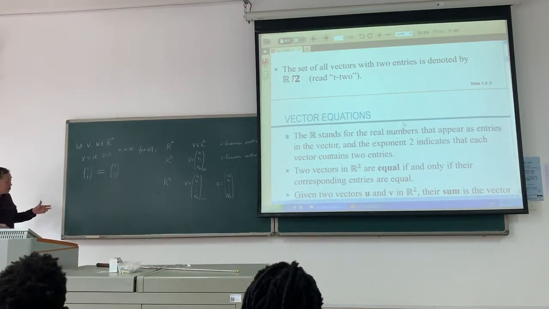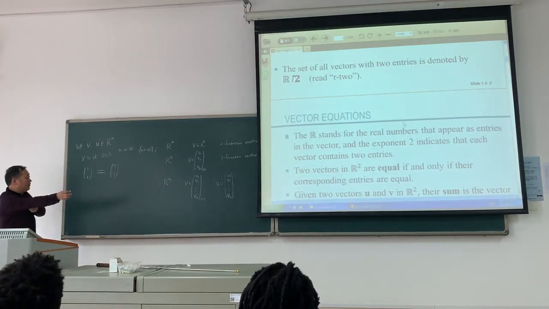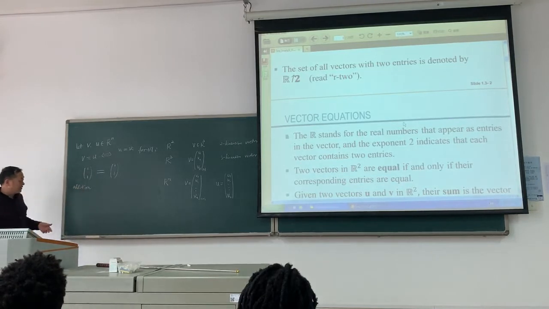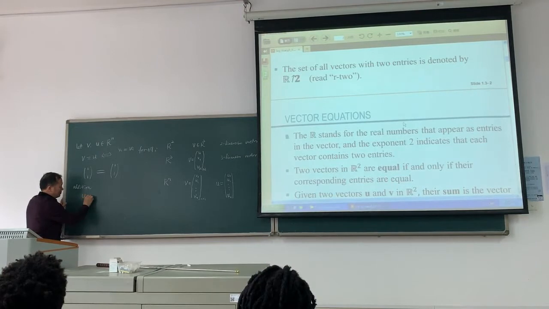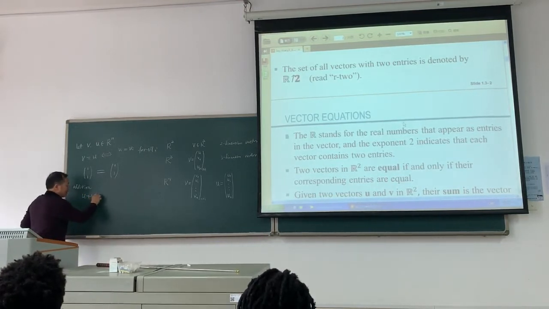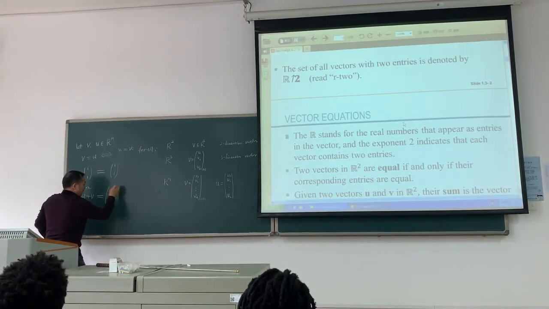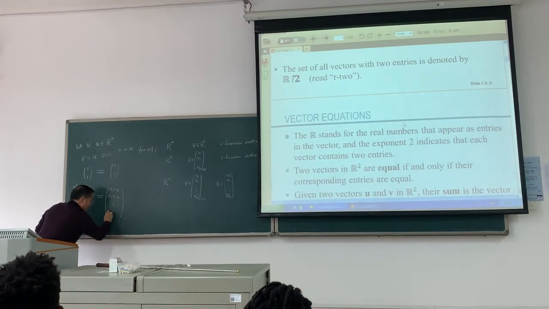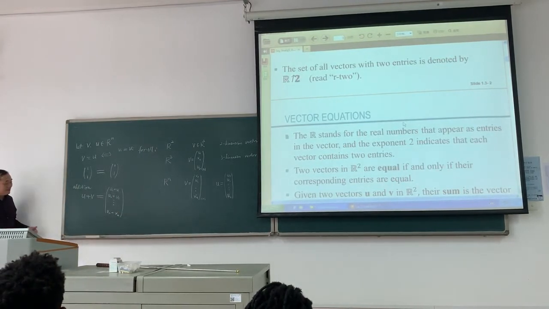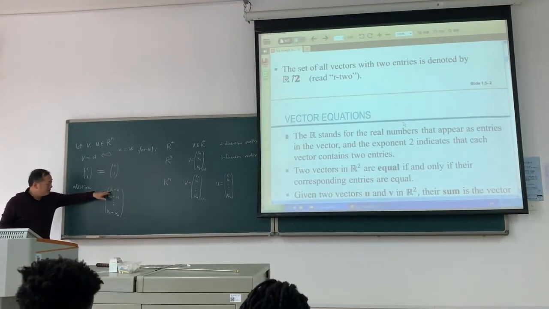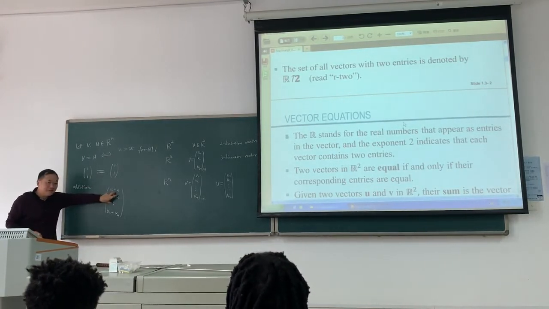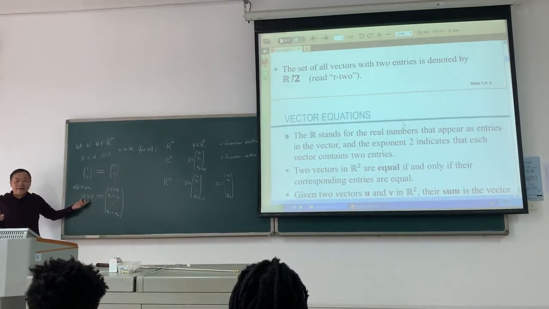And then we need to define addition. U plus V means U1 plus V1, U2 plus V2, and so on. This is a new vector. This new vector we define as the sum of U and V.